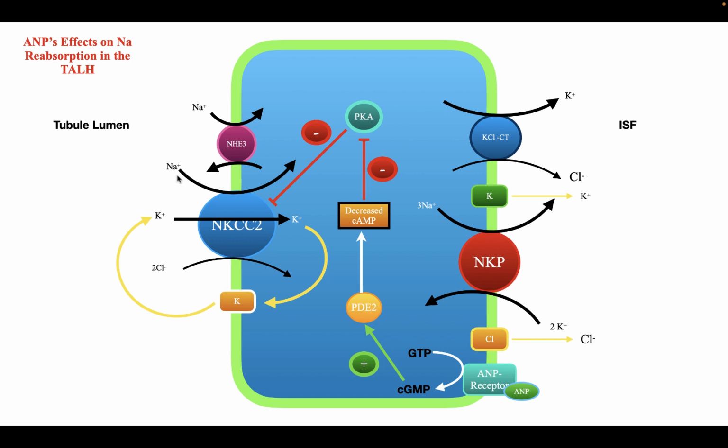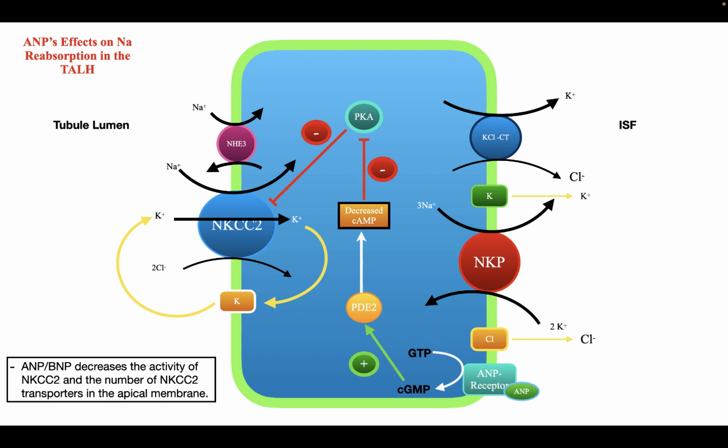In addition, the decrease in the activation of PKA will result in a decrease in the implantation of NKCC2 proteins in the apical membrane. So in other words, ANP decreases the activity of NKCC2 and decreases the amount of NKCC2s in the apical membrane. Together, these effects will result in a decrease in sodium reabsorption in the thick ascending limb of Henle. So ANP or BNP decreases the activity of NKCC2 and the number of NKCC2 transporters in the apical membrane. And as a result, ANP decreases sodium reabsorption in the thick ascending limb of Henle.